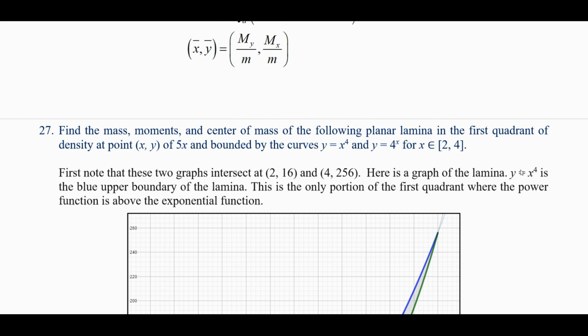Now what we want to do is find the mass, moments, and center of mass of the following planar lamina in the first quadrant. The density at point x,y is 5x. See, it doesn't depend on y, just on x. And it's bounded by the curves y equals x to the fourth and y equals 4 to the x, and x is going to go from 2 to 4.